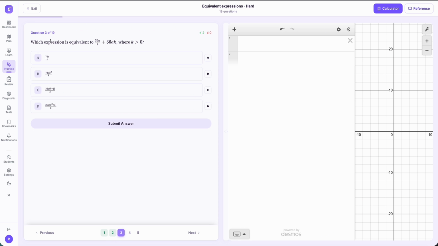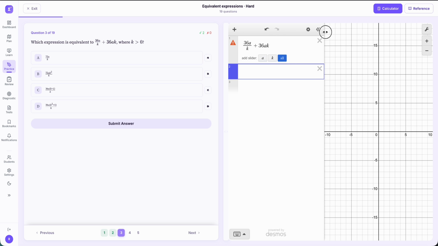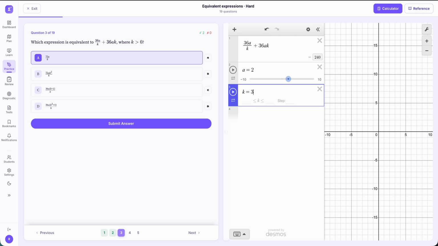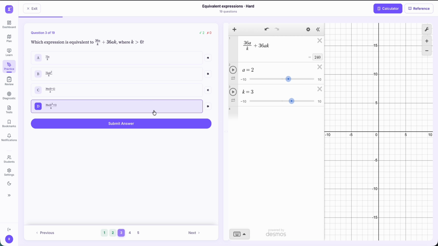All right, next one. Which expression is equivalent to this, right? So again, equivalent means they got to match. Here's what I would do for this one, right? There's a couple ways you could do it, but if you have this, you can just tell it numbers. Like right now, you see it doesn't know what A and K are, but I can tell it numbers. Like I can say A is 2, K is 3, and it'll calculate it's 240. Now, if one of these is equivalent, right, they should also give me 240.